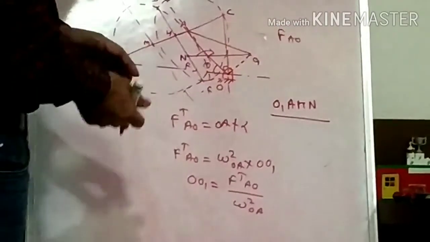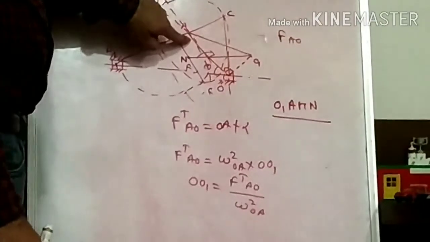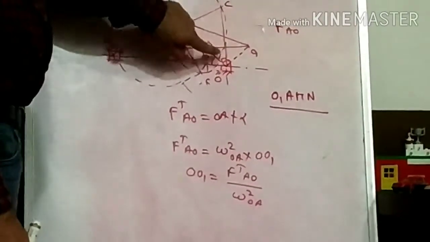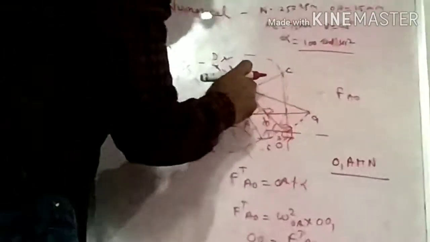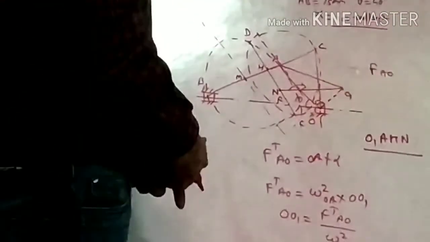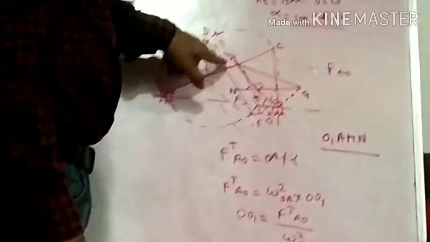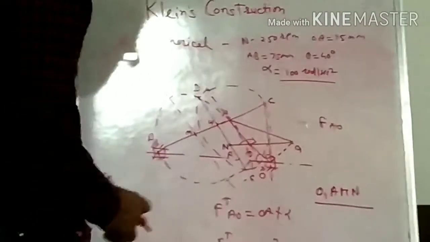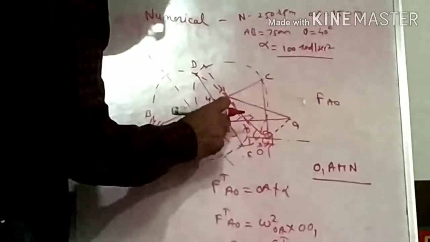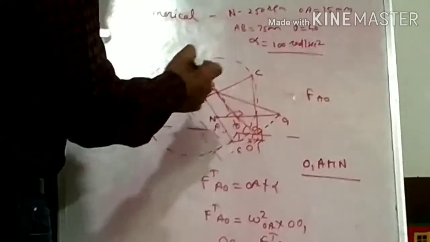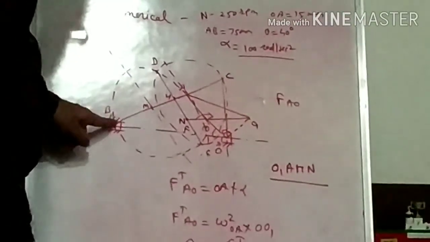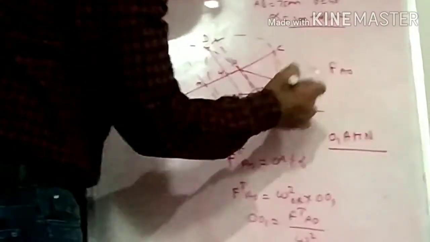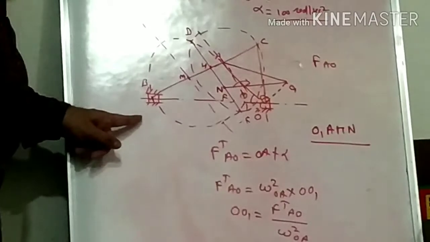Now here, OA represents the radial component of acceleration of A with respect to O. OO1 represents the tangential component of acceleration of A with respect to O, and AO1 represents the total acceleration of A with respect to O. Then AH represents what? The radial component of acceleration of B with respect to A. HN represents the tangential component of acceleration of B with respect to A, and NO1 represents the linear acceleration of slider B.